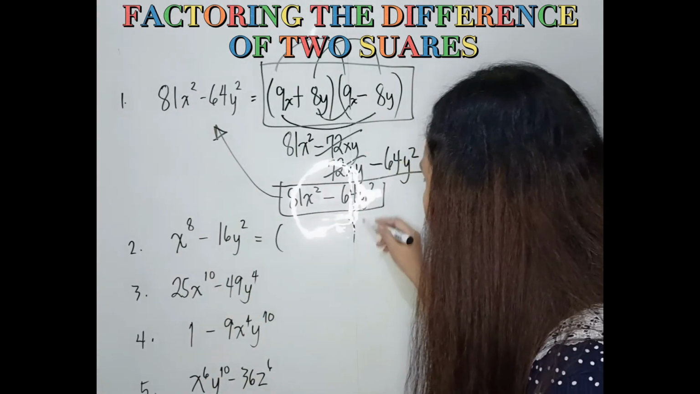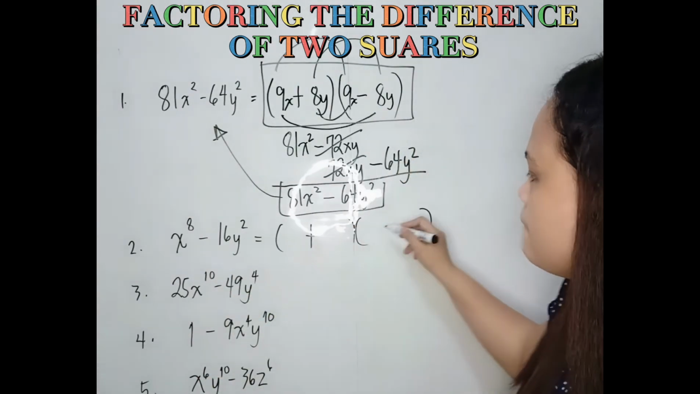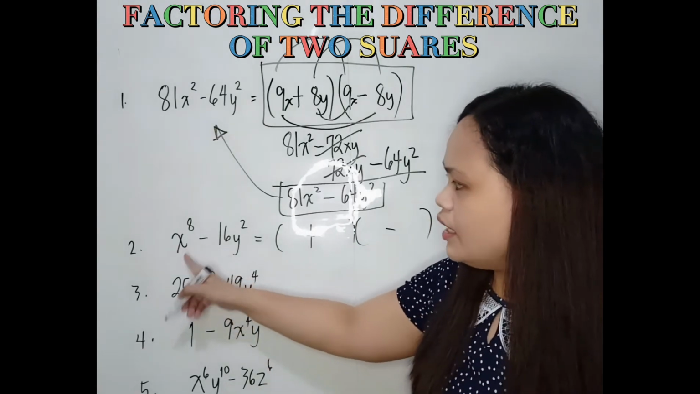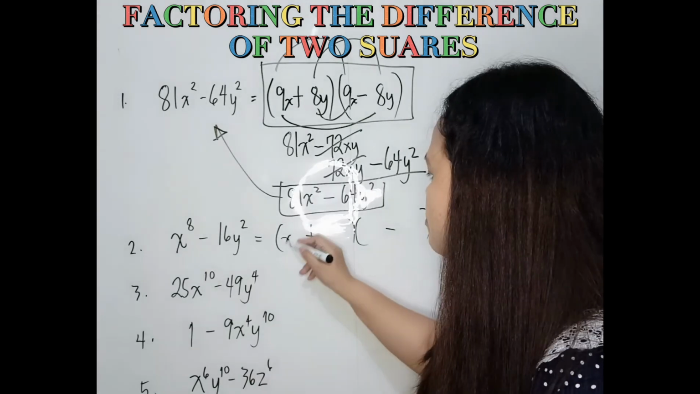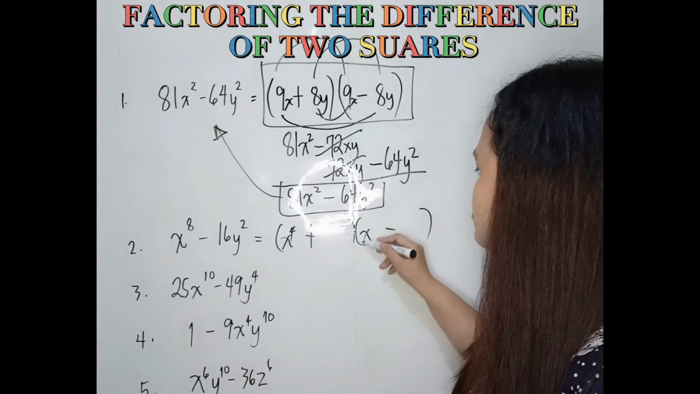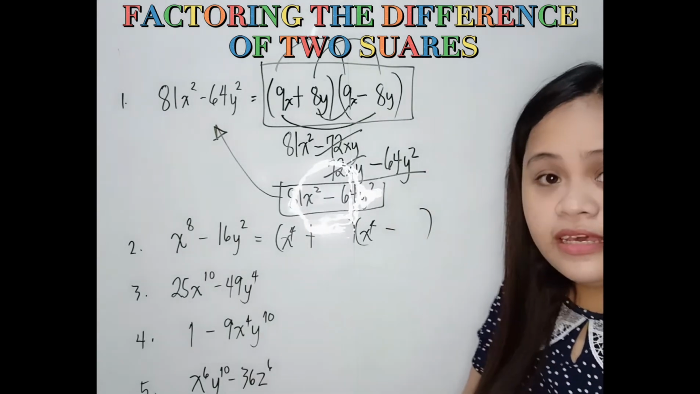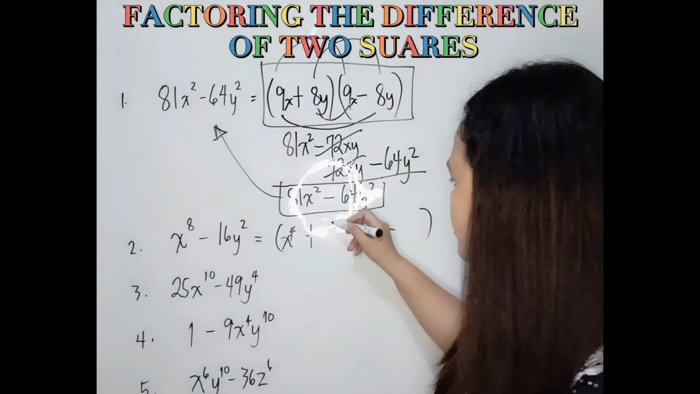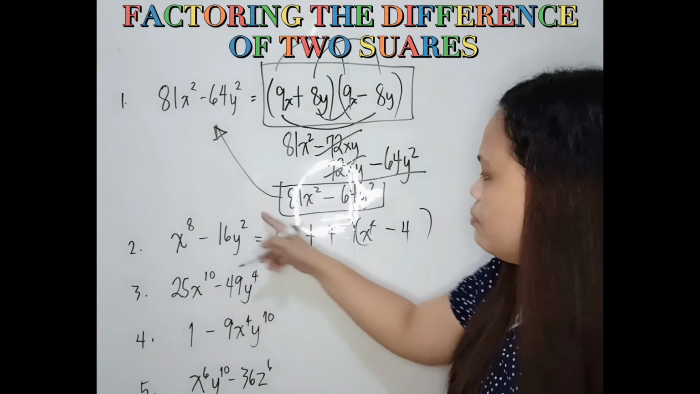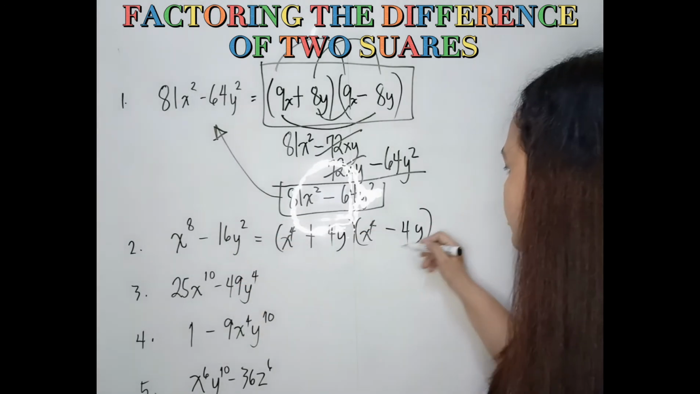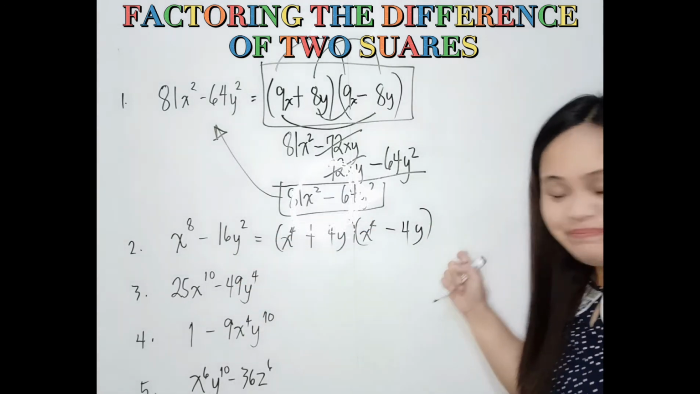So, meron tayong dalawang binomial, dapat sum and difference. X to the power of 8. Break natin into 2. So, that would be x to the power of 4, x to the power of 4. Then, 16, ang square root niyan ay 4. So, lagay din natin dito 4. Then, we have y to the power of 2, y. So, ito na yung factored form niya.